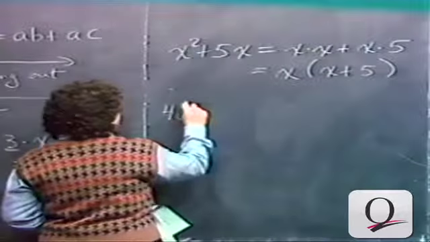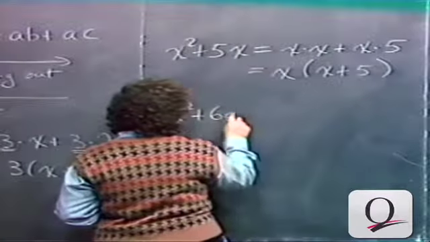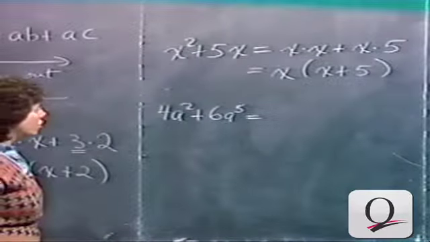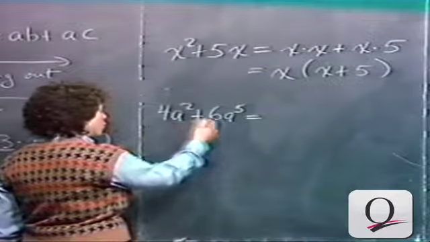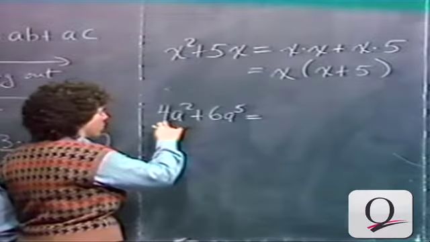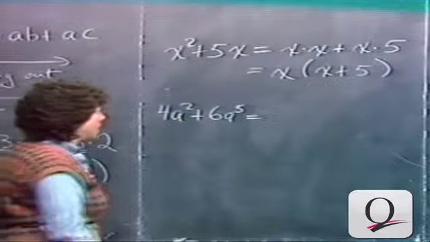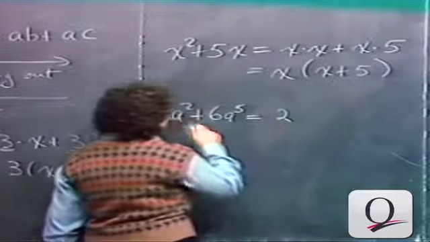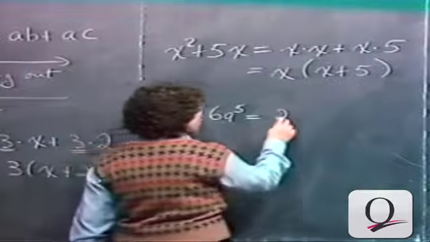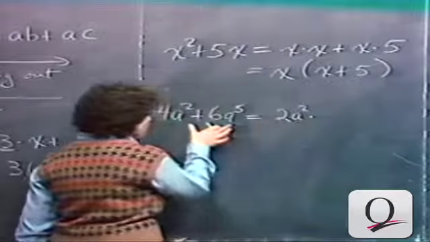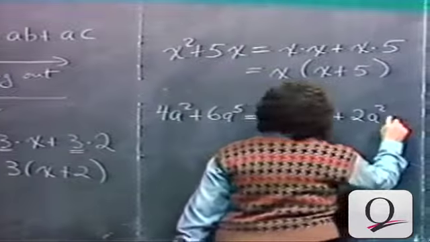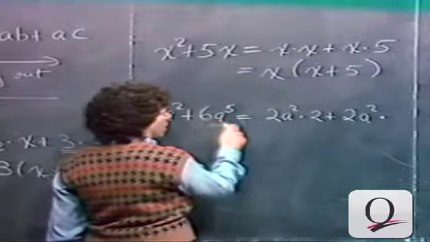All right, what about 4a squared plus 6a to the 5th? So we want to factor here. We're looking for the greatest common factor between these two terms. We look first at the numerical coefficients of the terms, the 4 and the 6, and we see that they have a 2 in common. And the a squared and the a to the 5th power have an a squared in common. Then we rewrite the terms as 2a squared, which is the common factor, times what's left here, namely 2, plus 2a squared times what's left here, which is 3a cubed.